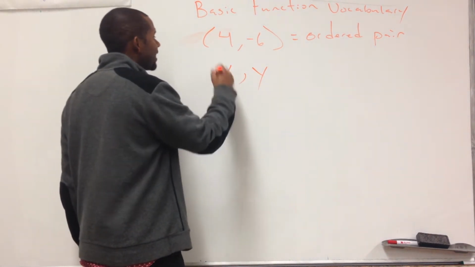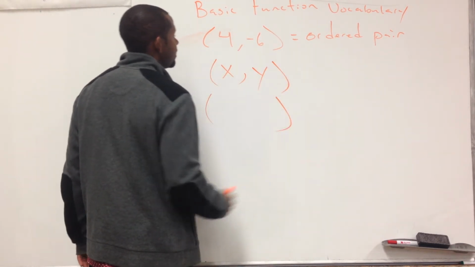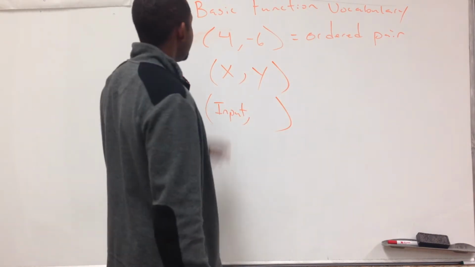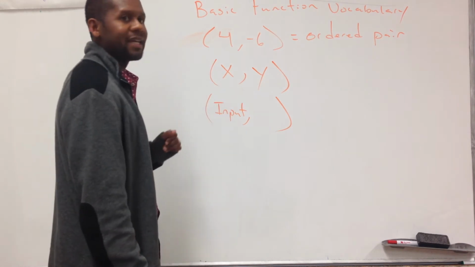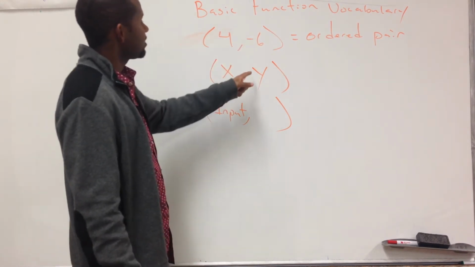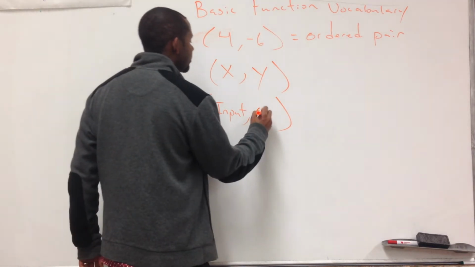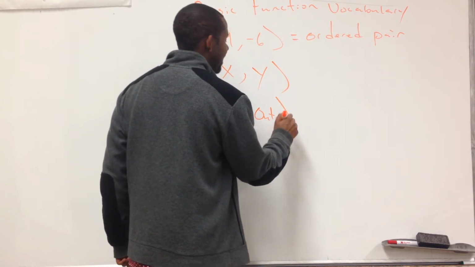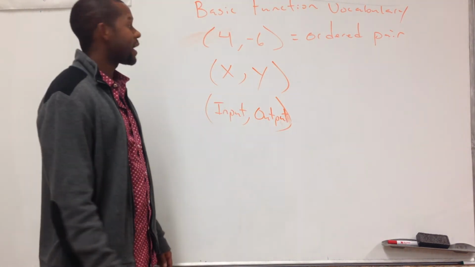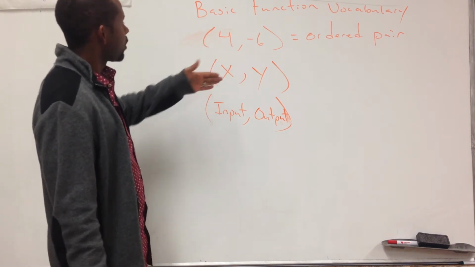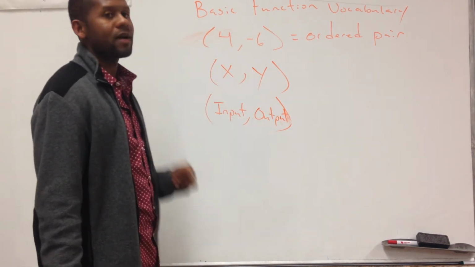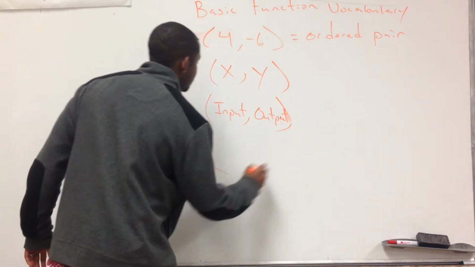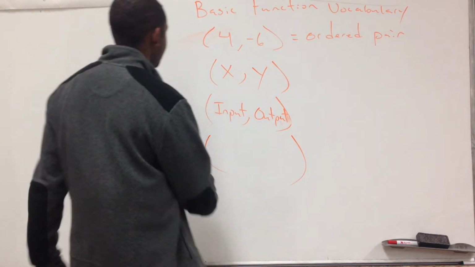4, or the x value in this case, can also be called the input. So 4 is my x value, which is my input. -6, which is my y value, can also be referred to as my output. Okay? So I'm seeing a lot of synonyms. 4, x value, input, -6, y value, output. There's one more piece that you're going to see as well. All of these mean the same thing.